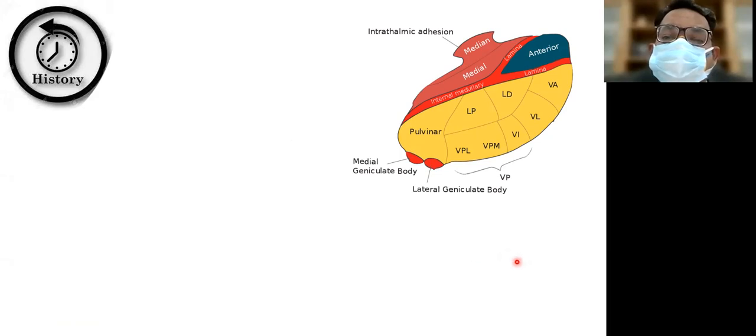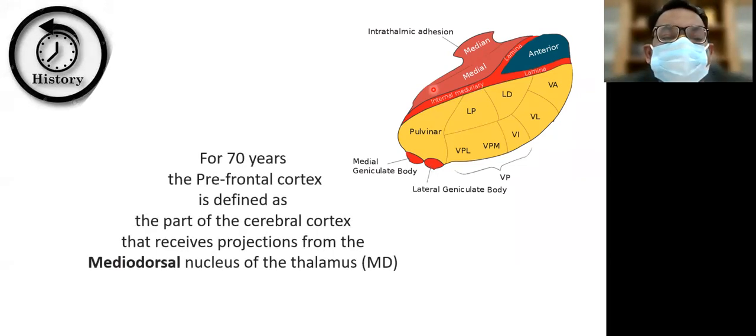See, we can see this. This is the thalamus, and this is the medial thalamus, MD, which they call it MD. Whatever connections this medial thalamus has with the cortex, that connection-based area of the cortex is known as the frontal lobe or prefrontal cortex. This definition has lasted 70 years. There are a few exceptions. Some areas of the frontal lobe are connected with other nuclei of the thalamus, and some parts of the medial thalamus are connected to areas other than the frontal lobe. But this is an important definition of prefrontal cortex.